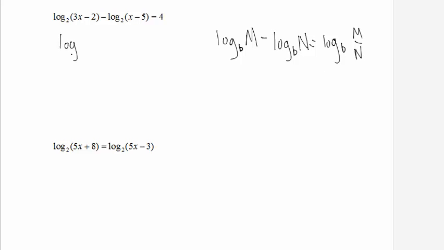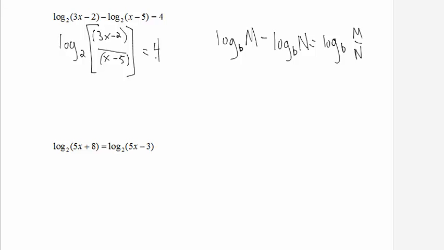So my base is 2, and I have the log of 3x minus 2 divided by x minus 5. Okay, that's what I'm taking the log of. So let me try and group that together a little bit better, and that's equal to 4. Okay, so we've succeeded in writing a single log expression.